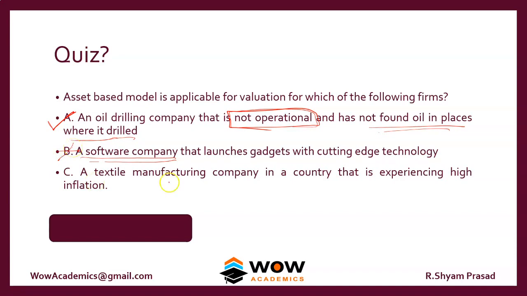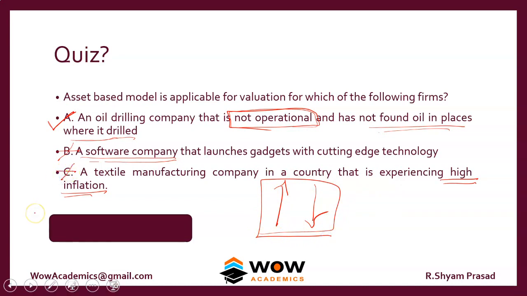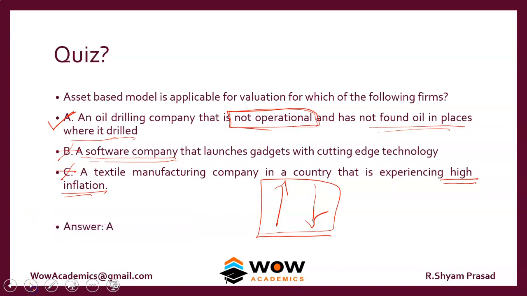A textile manufacturing company in a country that is experiencing high inflation. So this is not useful, because in a high inflation country, the worth of money keeps going down and the value of machines and assets goes up. So it's very difficult to balance both and try to find out a value. So I think A should be the answer. So the answer is A.